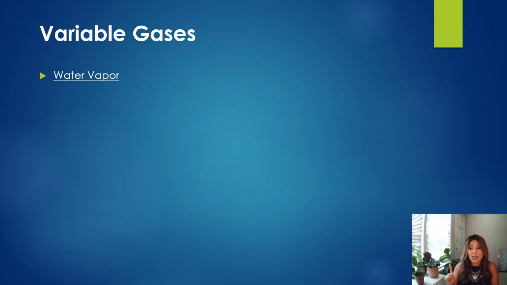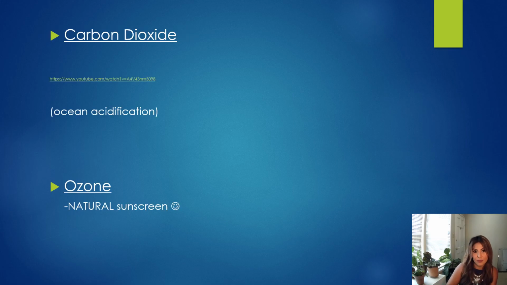So you have variable gases that do impact weather and climate. First type is water vapor. Second type is carbon dioxide, okay? Carbon dioxide, or CO2, has significant influence on climate, huge, okay? Because it is able to absorb radiation and helps warm the lower portion of the atmosphere. So how do we get carbon dioxide in the atmosphere?